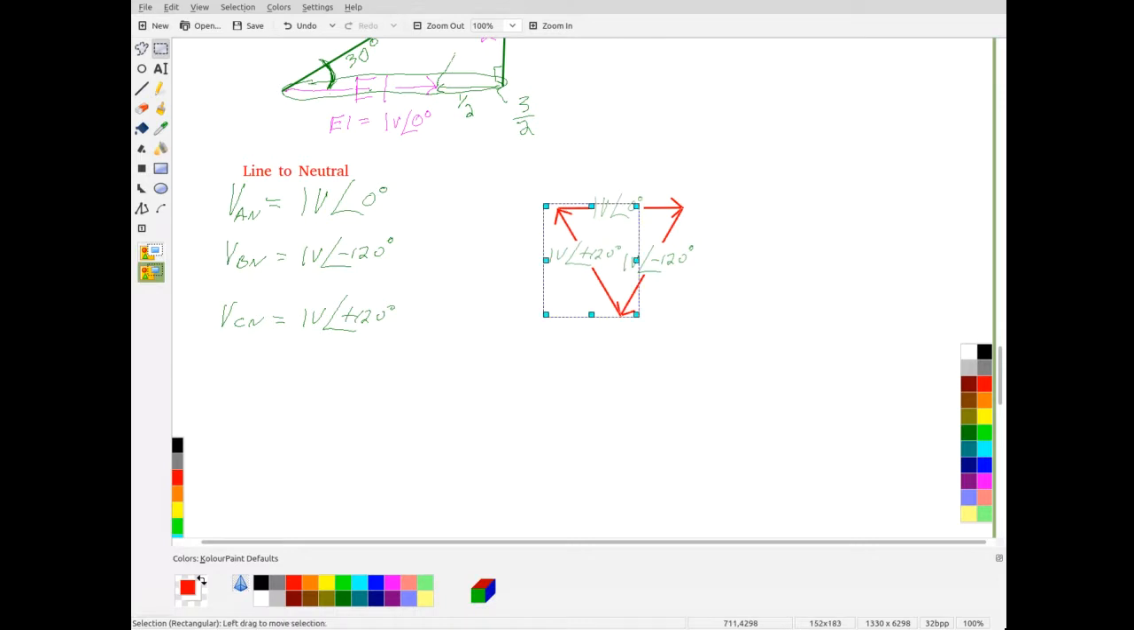So this one here, what I've got here is simply VAN plus VBN, B to neutral, plus VC to neutral is all equal to 0. Okay, those three add up, and this was line to neutral.